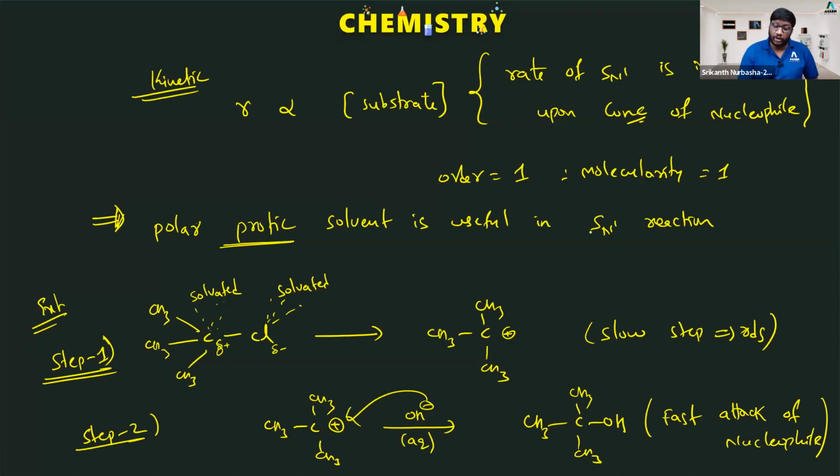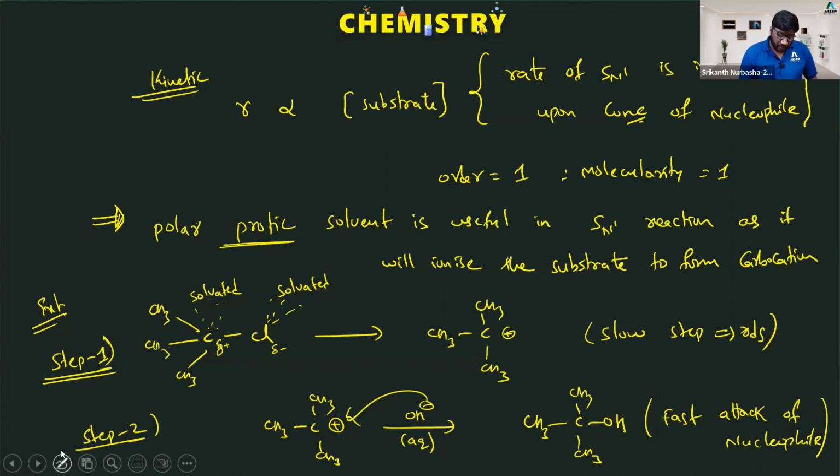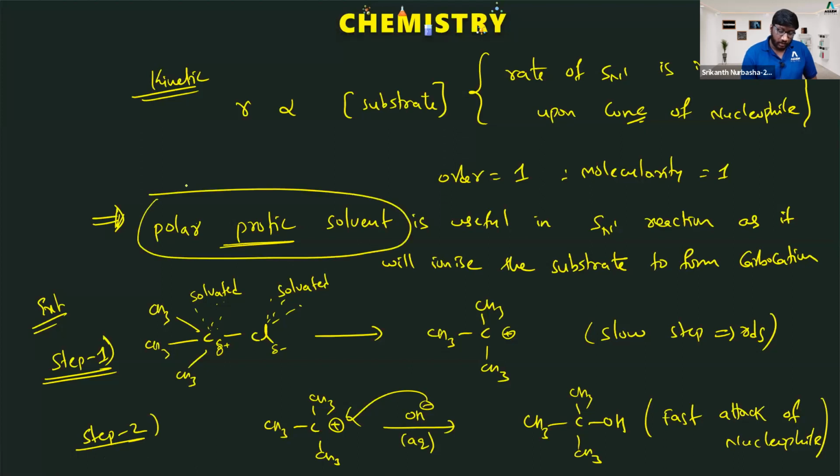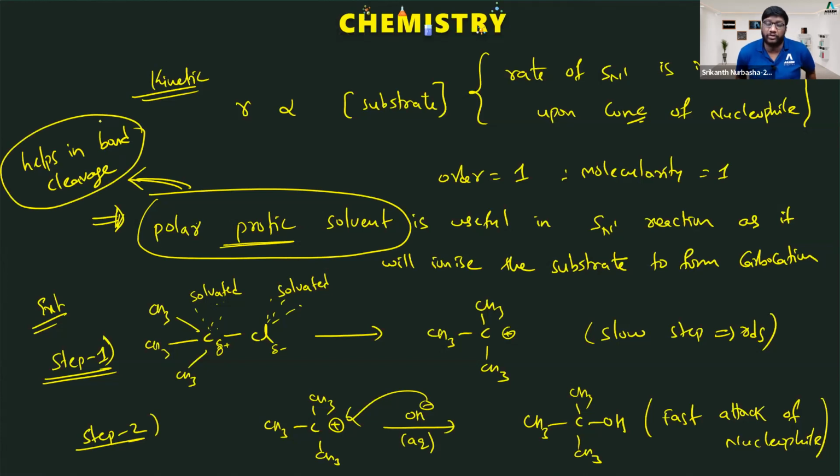Polar protic solvent is useful in the SN1 reaction as it will ionize the substrate to form the carbocation, or you can say it helps in bond cleavage. Whatever bond cleavage you are having is going to be helped by the polar protic solvent. So polar protic solvent means SN1, polar aprotic means SN2. That is how you have to understand.